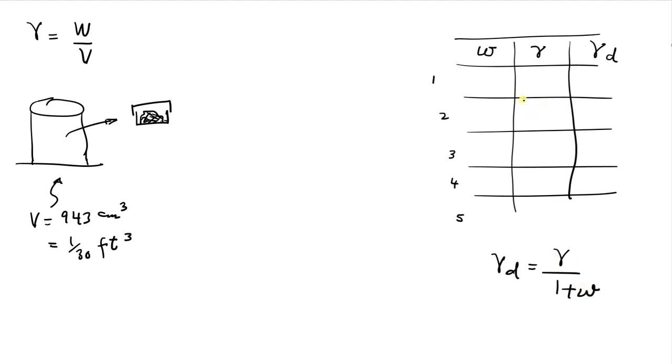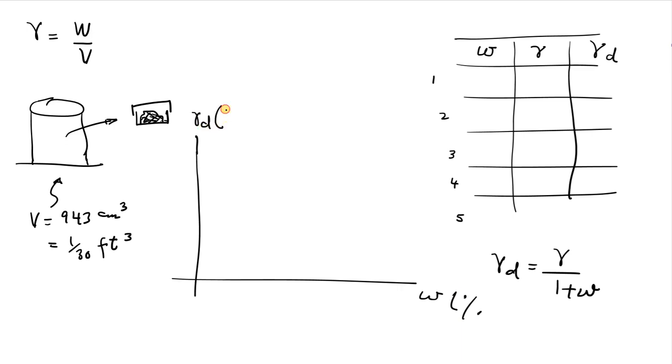So we are going to get 5 values of water content and dry unit weight, and then we are going to plot this on this graph. The horizontal axis is water content as a percentage, and the vertical axis is going to be gamma D in kilonewton per meter cubed, or grams per centimeter cubed, or pounds per foot cubed, whatever unit we are following, depends.